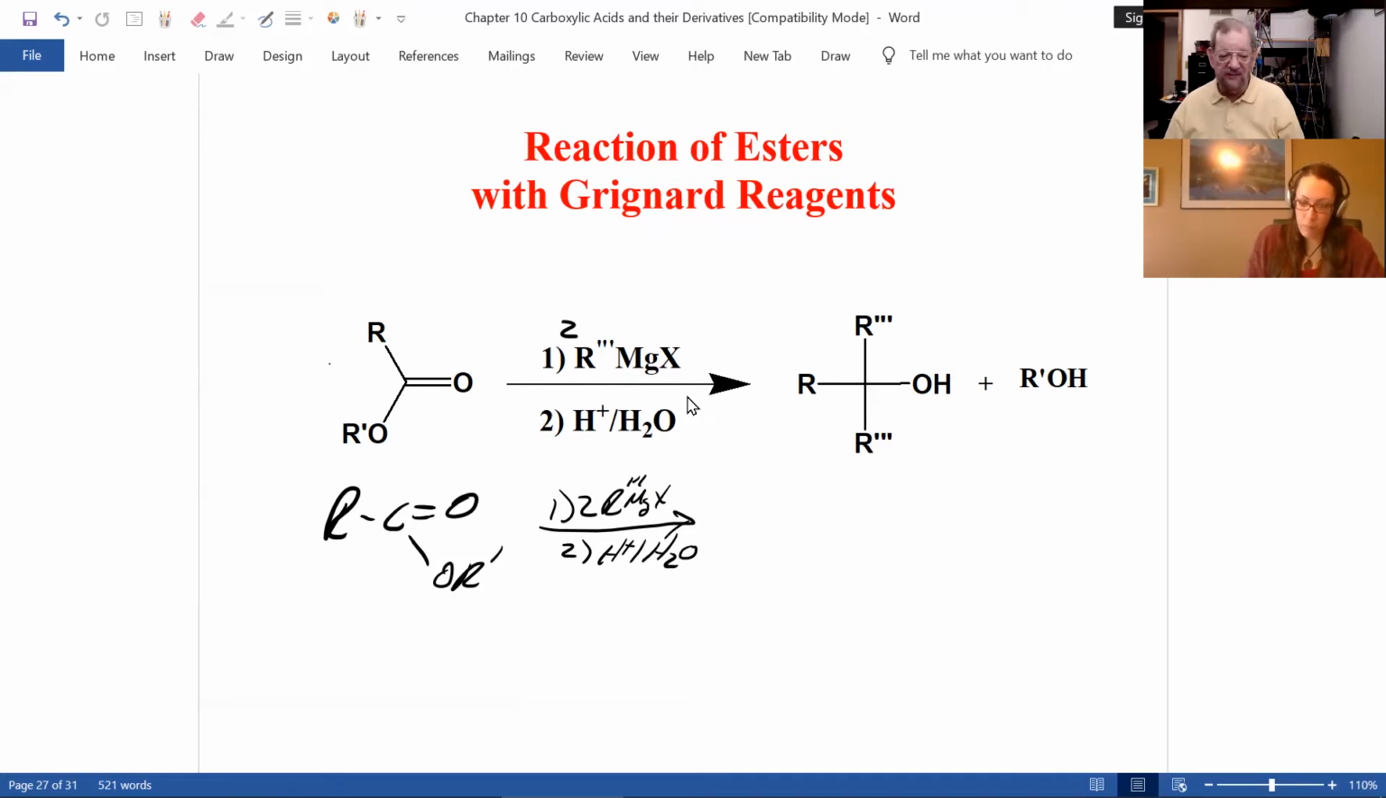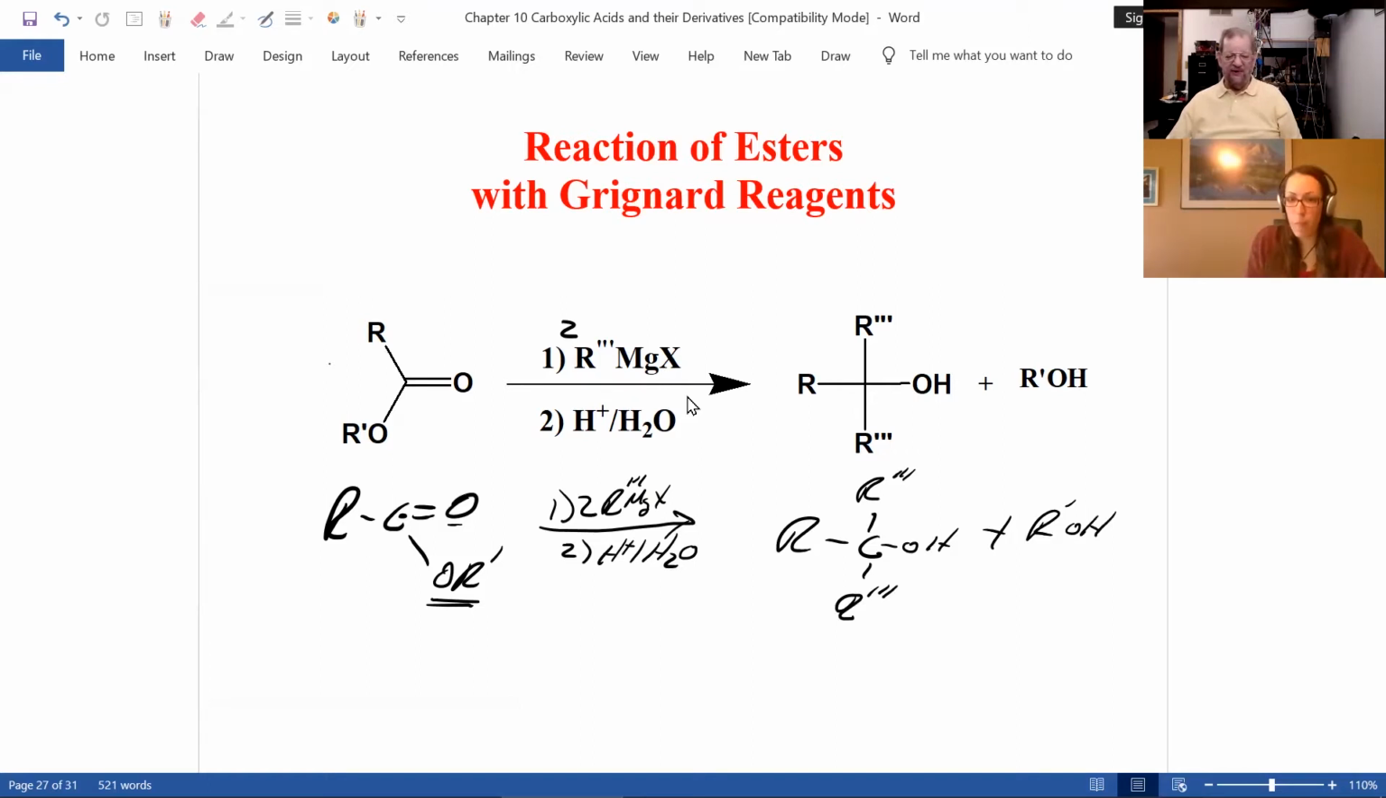What happens? Keep your eye on the carbonyl carbon. The R group is still attached to it. Now you make not 1, but 2 carbon-carbon single bonds, and the carbon with the carbonyl becomes an alcohol. This right here also becomes an alcohol. And in real life, you keep R real small so you can distill this off, and you can make a very complex alcohol here.